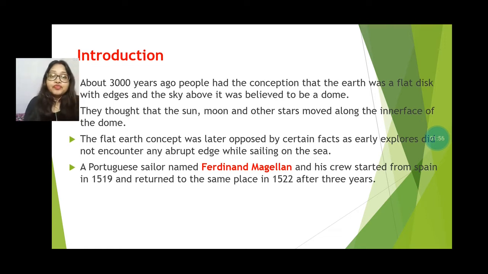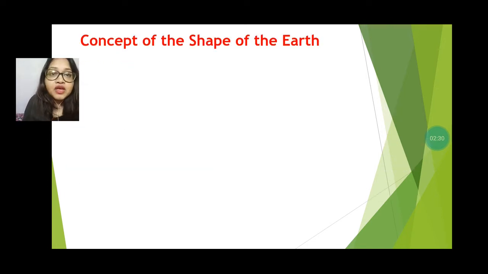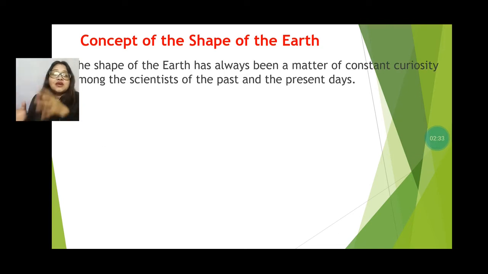Also, one most important Portuguese sailor, Ferdinand Magellan, and his crew started a journey in the year 1519, and they returned to the same place in the year 1522, after 3 years. Then they understood the Earth is circular in shape. Okay, and after that, in the year 2000, we live on the Earth having the shape of a sphere or spheroid.